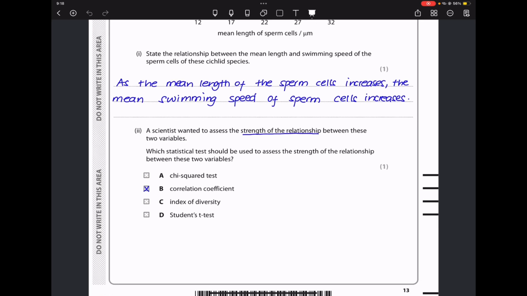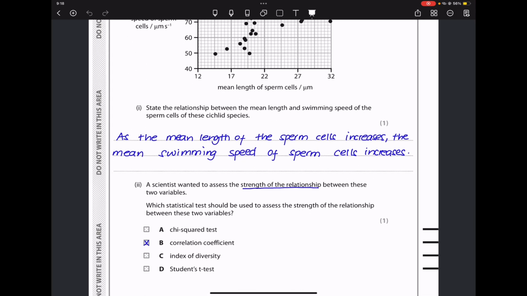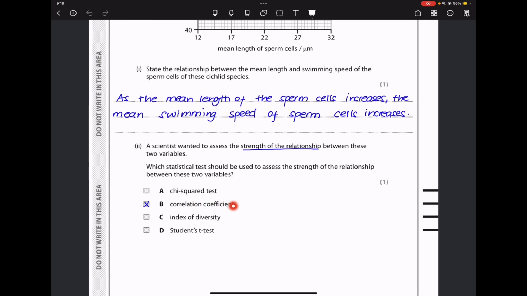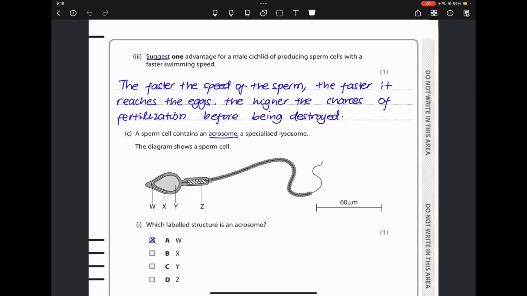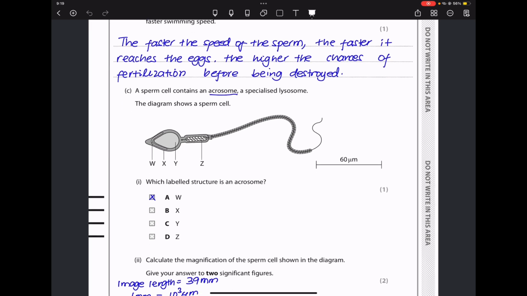And they say a scientist wanted to assess the strength of the relationship between these two variables. Which statistical test should be used to assess the strength of the relationship between these two variables? Because the graph shows a correlation, here I say the correlation coefficient should be used. So just one advantage for a male cichlid of producing sperm cells with a faster swimming speed. If they have a faster swimming speed, they're going to reach the eggs faster. They're going to have a higher chance of fertilization before they're destroyed. So I say the faster the speed of the sperm, the faster it reaches the eggs, the higher the chances of fertilization before being destroyed.